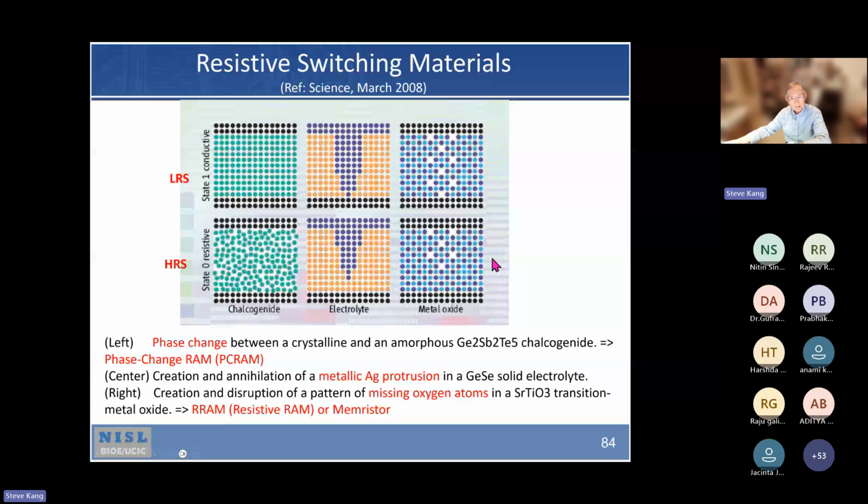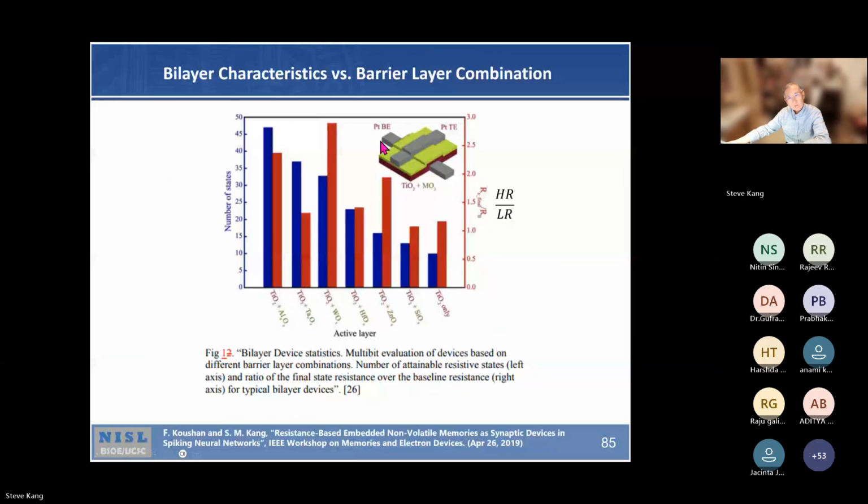Creation and analysis of metallic silver protrusion is a germanium selenide solid electrolyte memristor. And then the right-hand side is like a TiO2 memristor case. It turns out you can have many different materials between 2 plates, top and bottom plates: titanium oxide, plus aluminum oxide, tantalum oxide, tungsten oxide, hafnium oxide, zinc oxide, silicon oxide, and so on.